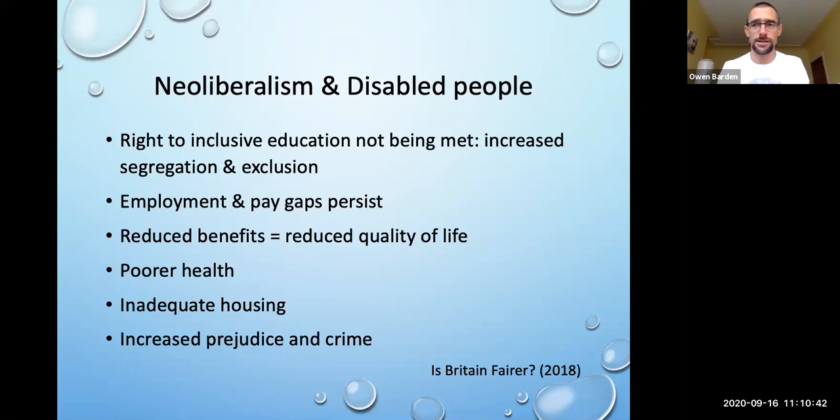where the roof is leaking and you've got mice and rats coming in, because the council, for instance, doesn't have the money to fix it, because the tax hasn't come in that would enable them to have the money to do that. All the money's gone to the corporations instead. And as we noted in the last lecture, increased prejudice and hate crime towards disabled people. There's plenty of evidence of all of these things, as summarised in the series of recent Is Britain Fairer reports in recent years.